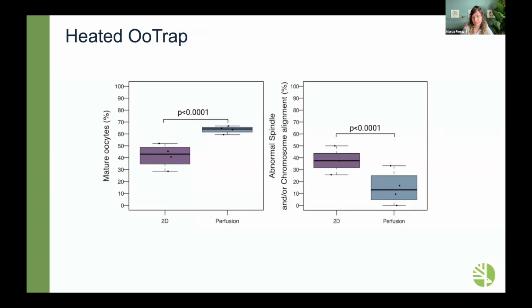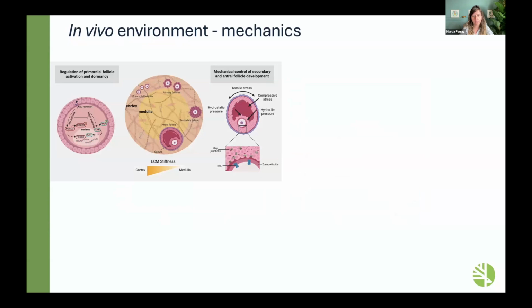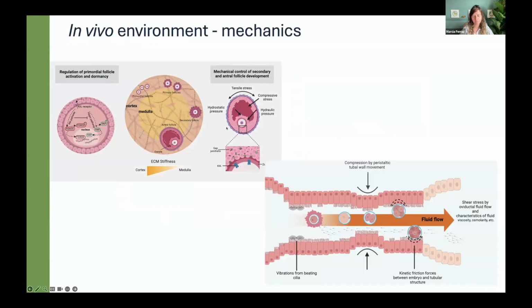But it's not just about fields. We were trying to understand what was happening with those oocytes. So we know that during follicle growth and oocyte maturation, there are a lot of forces happening there, like hydraulic pressure, compressive stress, tensile stress, hydrostatic pressure. So it's building up fluids inside the follicle that is growing.